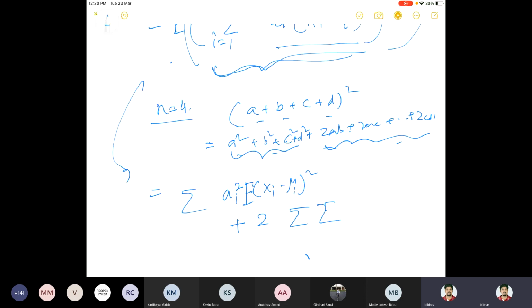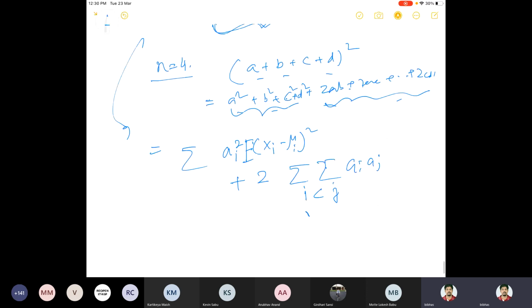Then there will be ai aj, and this i and j you can just write as i less than j, otherwise it will repeat. That's why this 2 is coming. And i equal to j is already considered here, so it is i equal to 1 to n, and then this will be the expectation of ai xi minus mu i times aj xj minus mu j. So this is what is going to happen.